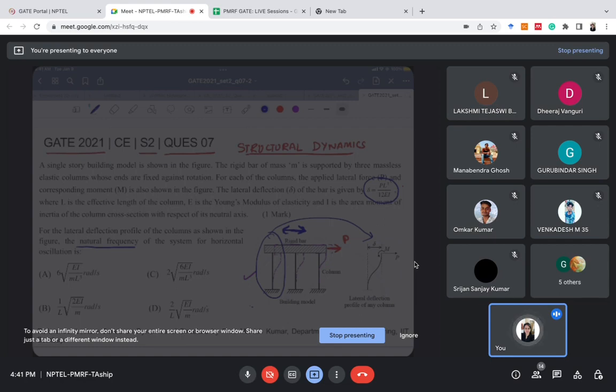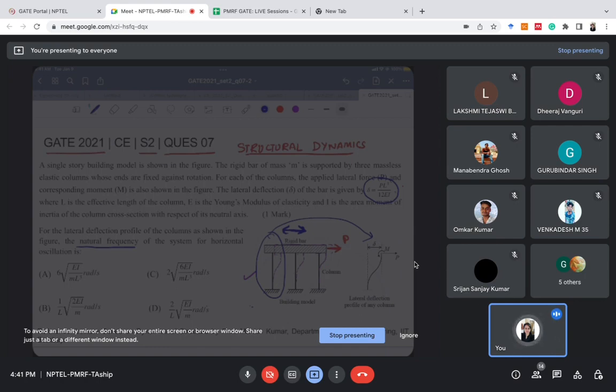Okay, so the question is not as complicated as I have explained it to you. You just have to put in the formula and get the answer, but I'm just trying to explain the concept. I hope it is clear. Any confusion till this point? Any confusion? Is it clear, right?